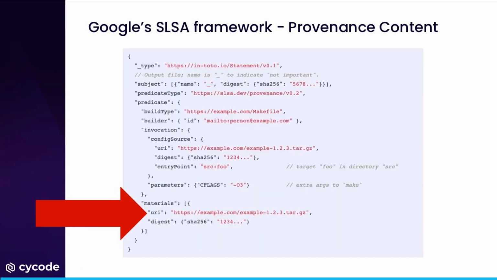An example of provenance content is as follows. Let's say a builder downloaded example 1.2.3.tar.gz, extracted it, and ran a command which resulted in a file with hash 5678. Then the provenance might look like this, as pointed out by this little arrow here.